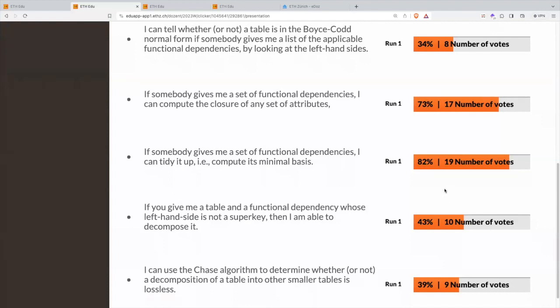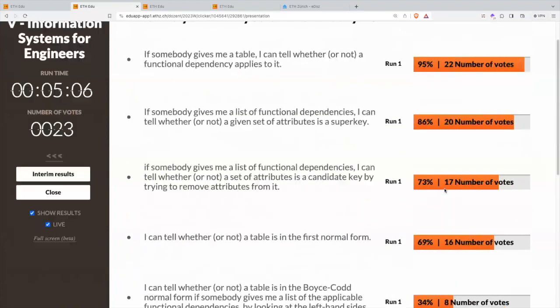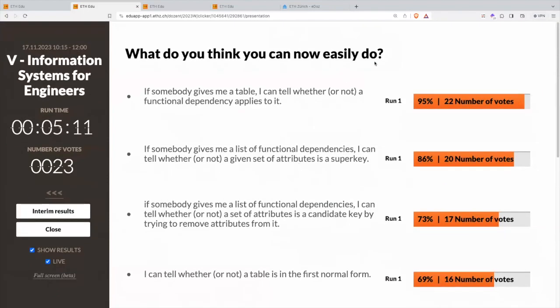So I'm actually surprised on this one that not more of you were confident about yourself. The minimal basis, okay, so we have 4 in 5, 80%. And then, of course, the recent things that we learned today, so this is more fresh. Almost half of you can decompose the tables. That's already not bad. And again, you can train on the exercises. And the chase algorithm, that is probably the most difficult one. 1/3 of you can use it. All right. So this is very good. And you'll have the exercises to continue to practice.